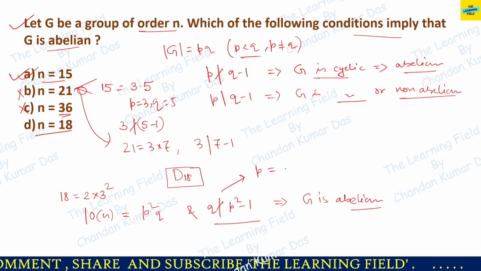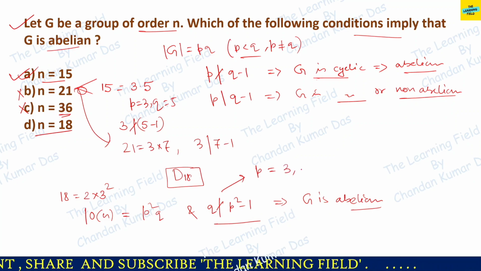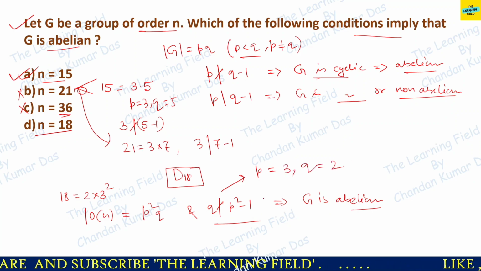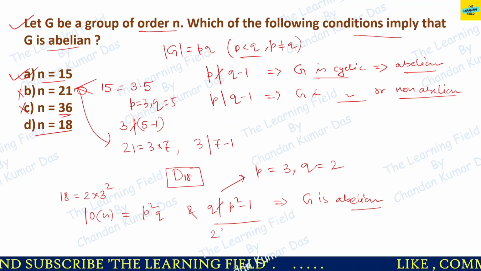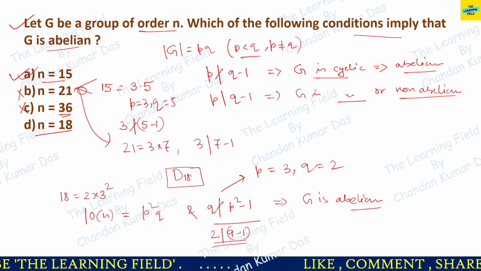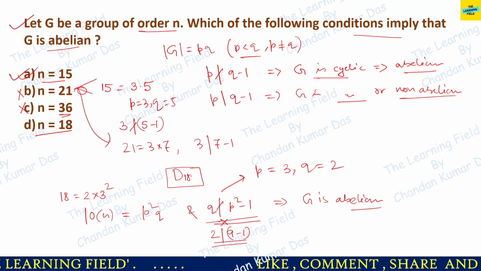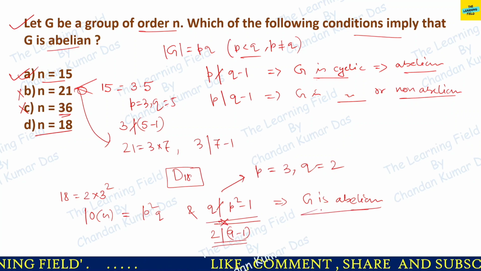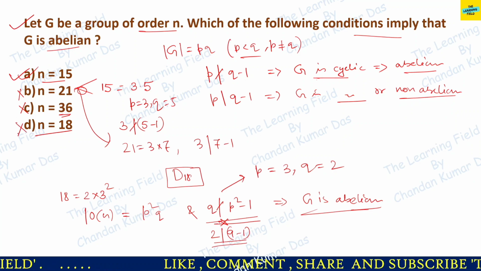So if we choose p equal to 3, and q is equal to 2, now q equal to 2 divides 9 minus 1, which is 8. So 2 divides 8, so the condition is not satisfied. That's why we cannot say that this is abelian. So this is also a false option.